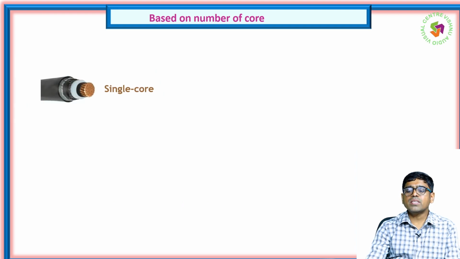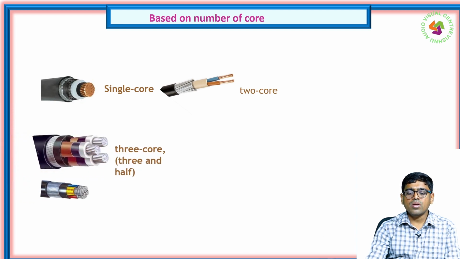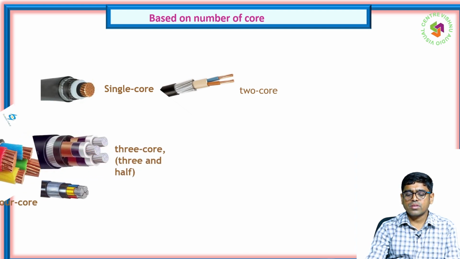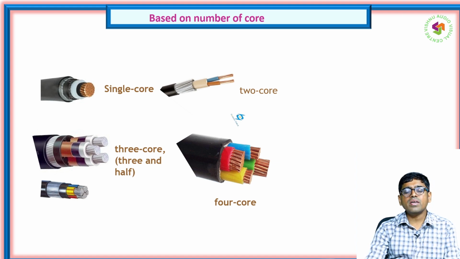Next, based on the number of cores, it may be a single core cable, a 2 core cable, a 3 core, 3.5 core, or 4 core cable. So like that we have different types of cables based on the number of cores.